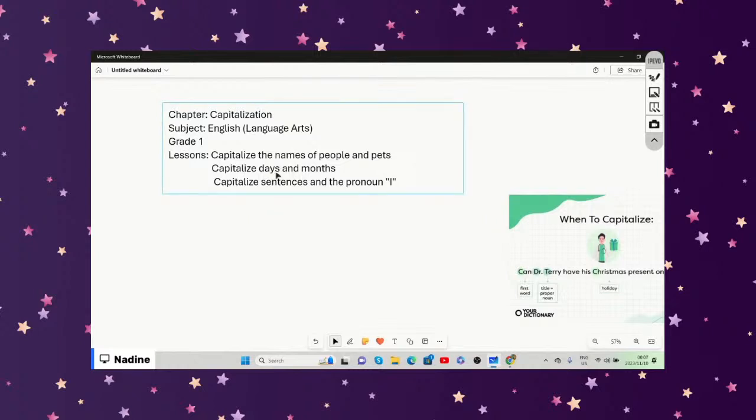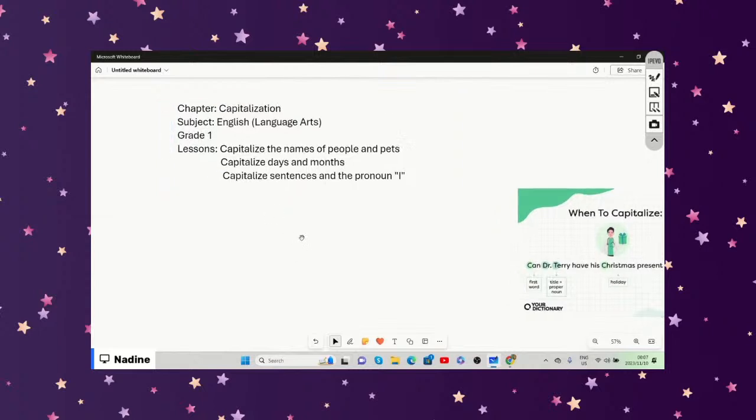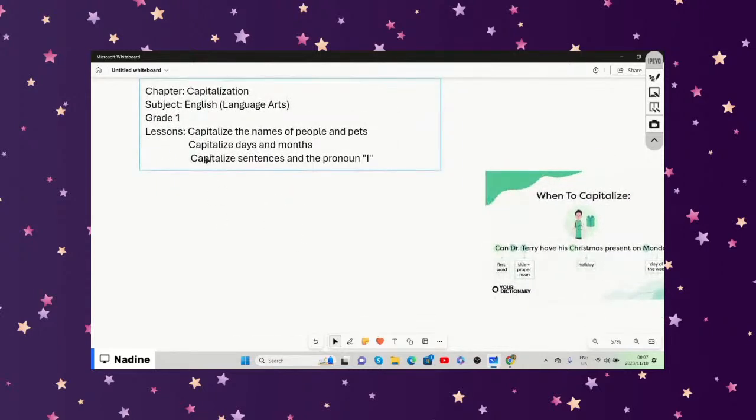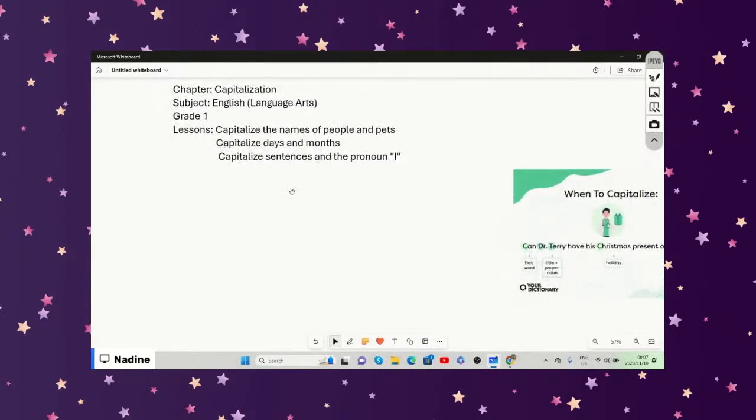And the lessons that we are going to be focusing on today under the chapter of capitalization is to capitalize the names of people and pets, to capitalize days and months, and also to capitalize sentences with the pronoun I. So that is with the pronoun I either at the beginning of the sentence as well as in the sentence.